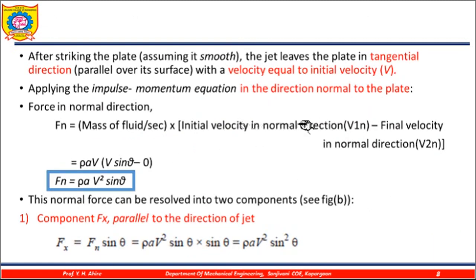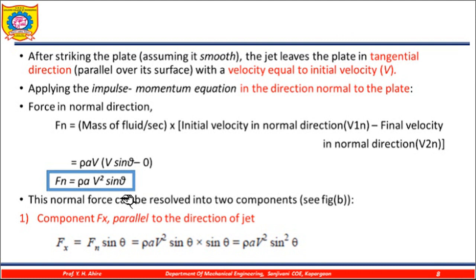So the equation is written entirely for the normal direction. V2n, the final velocity in the normal direction to the plate, is 0. So that's why the equation becomes Fn is equal to rho A V square sin theta. This is the equation that gives you the normal force acting on a stationary inclined plate due to the jet, where theta is nothing but the inclination angle between the jet and the surface of the plate, that too from the lower side.